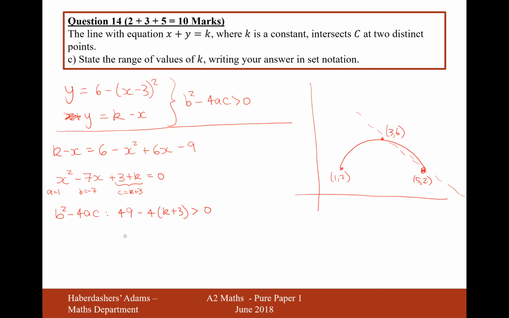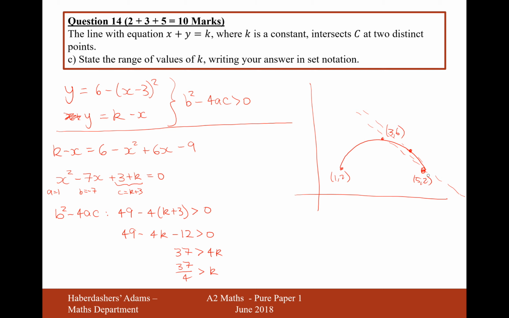Right, okay, let's now expand the brackets. 49 minus 4k minus 12 needs to be greater than 0. So now putting the 4k on the other side and combining these two together, that's going to make 37. So now we need to do 37 divided by 4 is our biggest value for k. K has to be less than 37 over 4. Effectively, 37 over 4 will be the point at which it just touches, or just beneath it just touches. Right, so there we are.